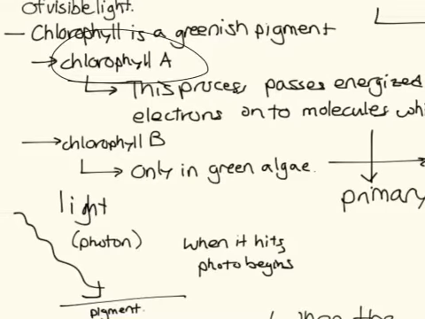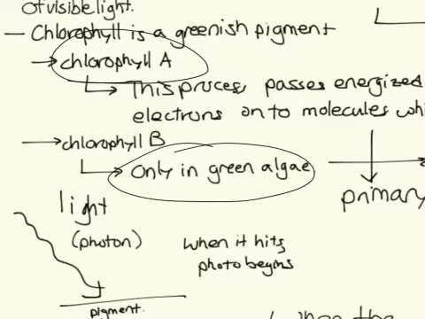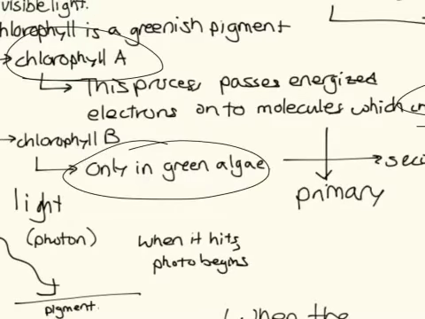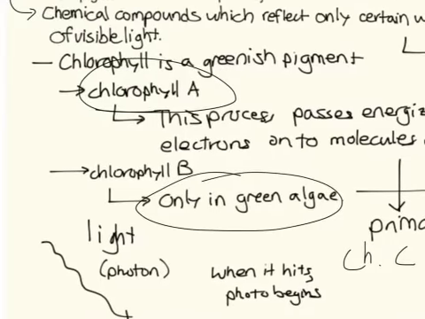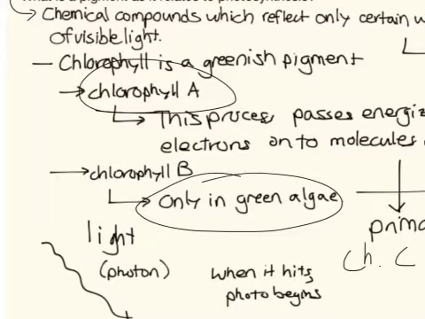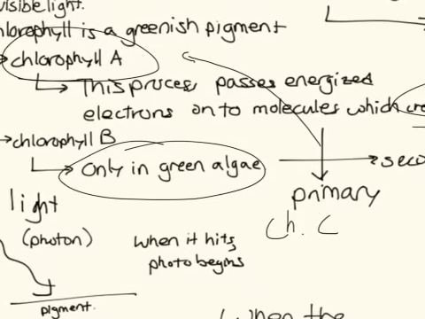Now, chlorophyll B is basically similar to chlorophyll A, or photosystem B and photosystem A, as other people like to call it, but this is only present in green algae. There's also maybe considered a chlorophyll C, which is present in dinoflagellates. What's important to note is that the primary one is chlorophyll A, and the secondary one is chlorophyll B.